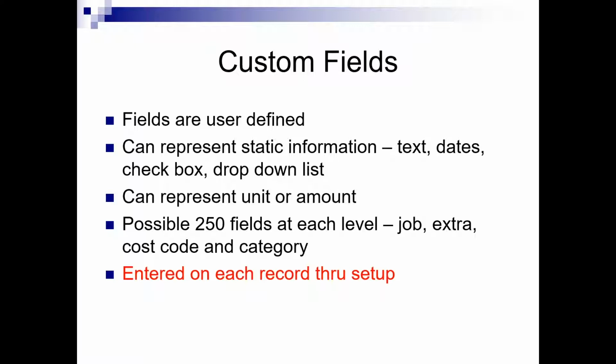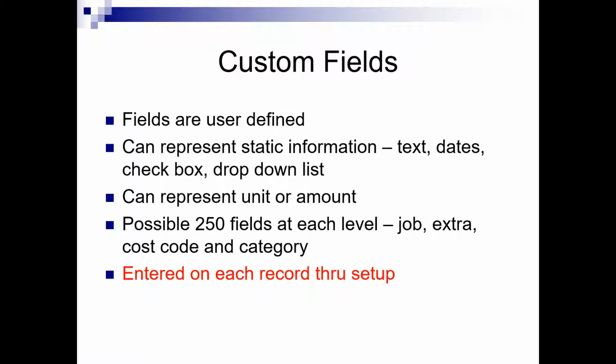Now, there are possibly 250 fields at every level within job cost. So 250 at the job, 250 different fields at the extra, versus 250 at the cost code and 250 at the category, which means you have a potential of 1,000 custom fields, which nobody has ever used that much.